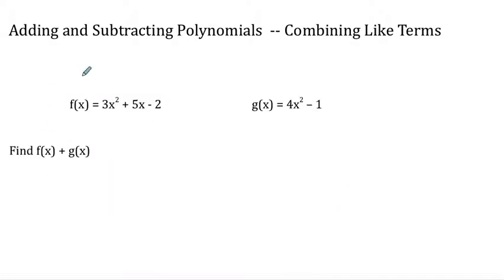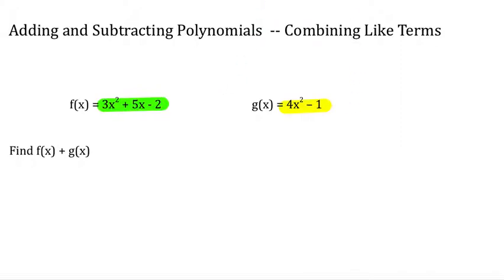Now, often you might see these like terms as separate expressions. So these terms are in what's called function notation, where we have a function or a rule, f of x, which is this expression here. So f of x is the same as this expression, 3x squared plus 5x minus 2. And here we have a second rule or function, g of x, which is equivalent to this expression, 4x squared minus 1.